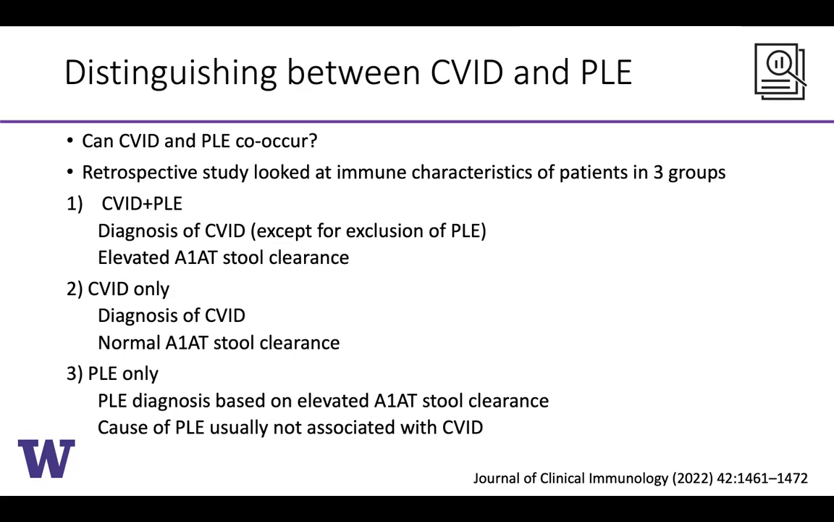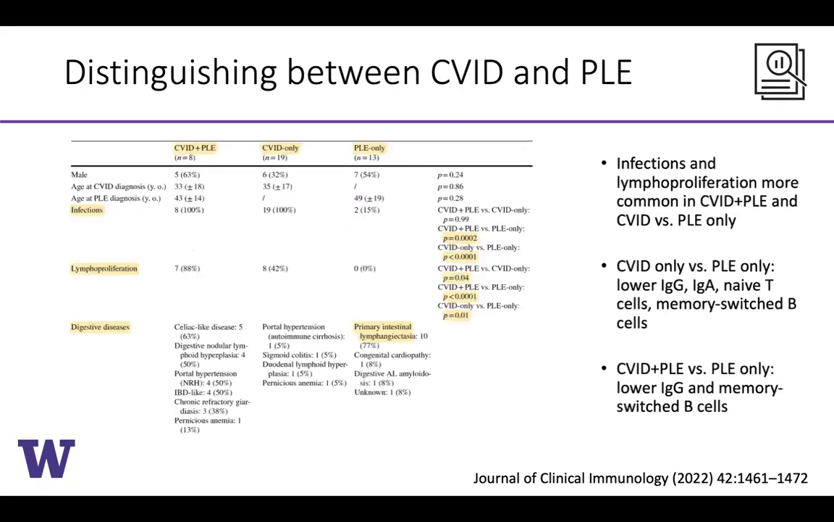And then for the protein-losing enteropathy only group, they decided to choose causes of protein-losing enteropathy that are not typically associated with CVID. With those groups, they did find that the patients with CVID only or CVID and protein-losing enteropathy had more infections and lymphoproliferation as opposed to patients with protein-losing enteropathy only.